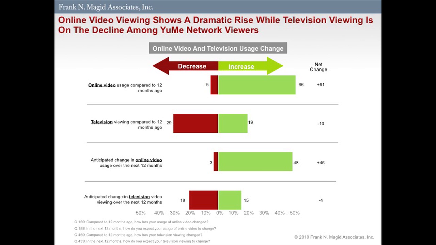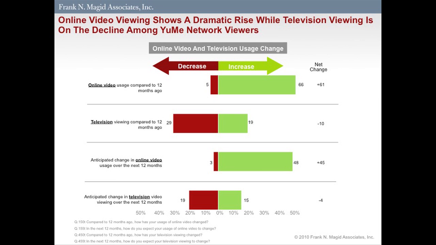This is, of course, amount of usage, and that's a huge number. 66% of the people say they have used online video even more than they had 2 years ago in the year behind them. Television viewing, for the same audience, 19% say they've increased their television viewing. 29% say they've decreased their television viewing amongst the YuMe audience. What do they think is going forward? Well, this is a big number. 48% of them think they're going to even more increase their use of video in the year ahead. I mean, that's on top of 66% looking backwards in terms of increased video usage.